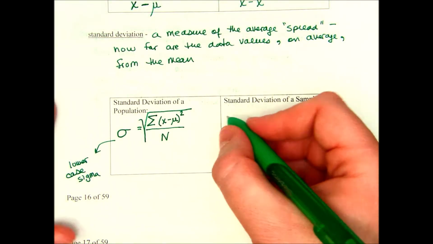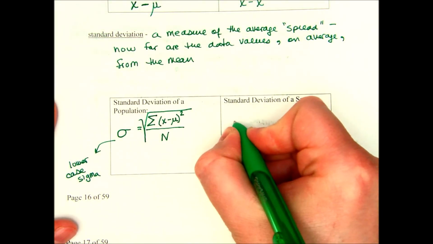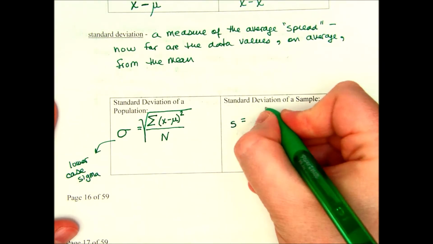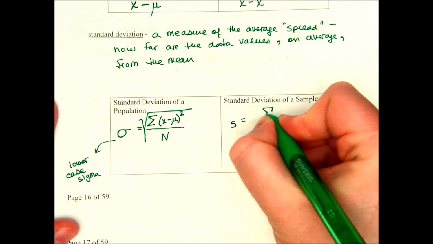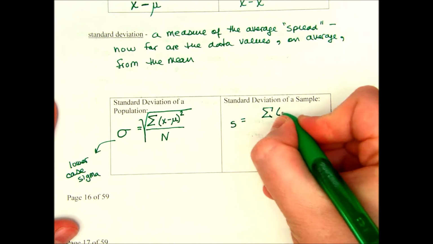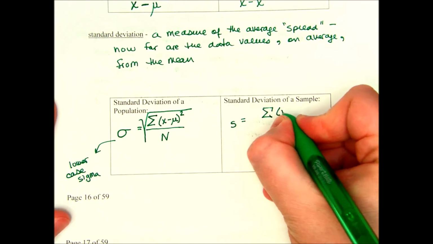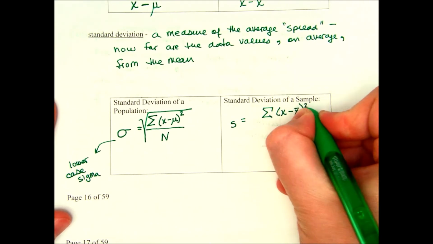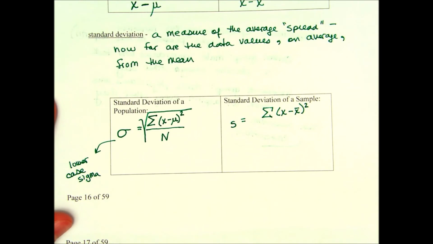If I have a sample, my symbol for the standard deviation of a sample is a lowercase s. It's going to work in a similar way. I'm going to first find the sum of all of my deviations squared. So a deviation is x minus x bar. I'm going to square that deviation. I'm going to add up all those pieces squared.